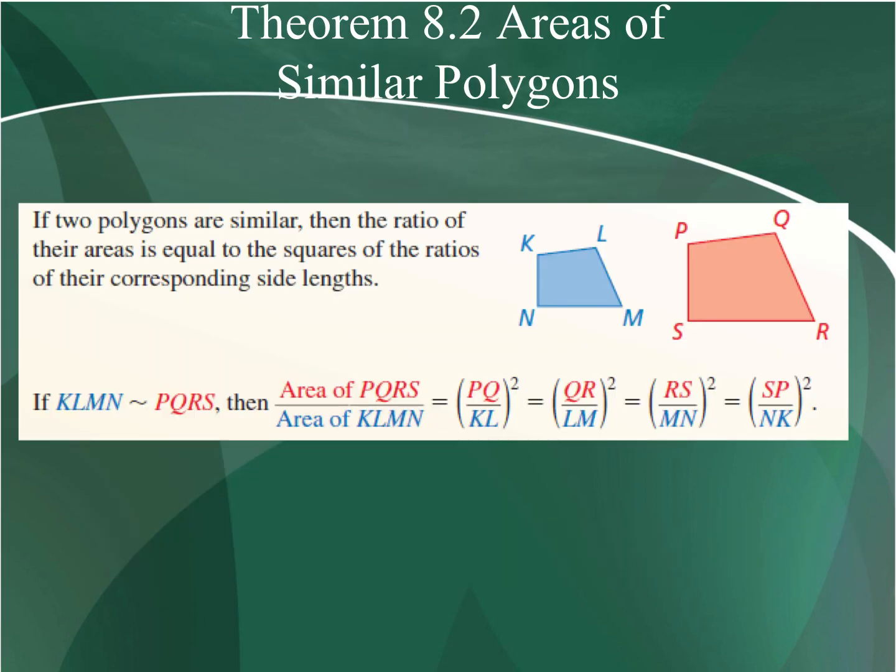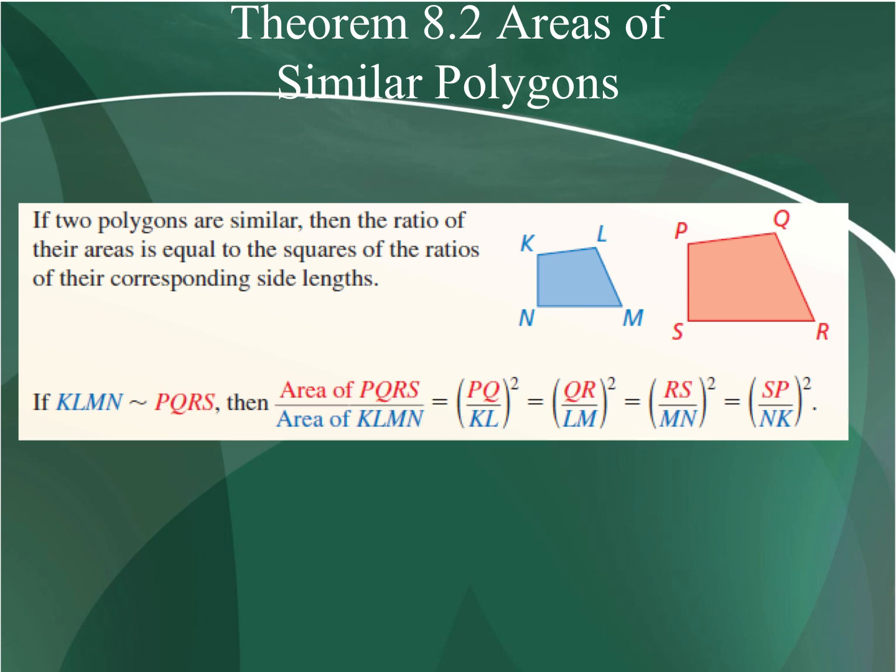All right, for theorem 8.2, we have the area of similar polygons. That is, if two polygons are similar, then the ratio of the areas is equal to the square of the ratio of their corresponding side lengths. Again, same thing. The ratio is going to simplify at the end to the same thing as we said before.